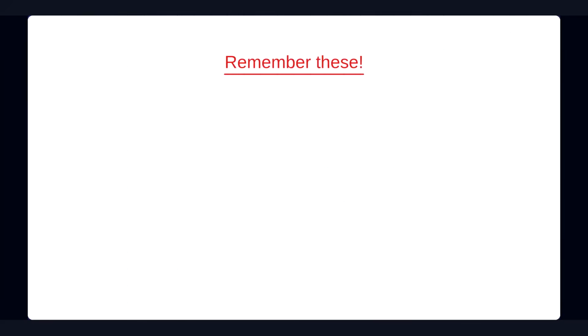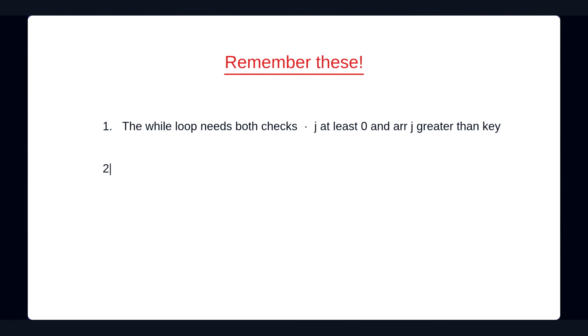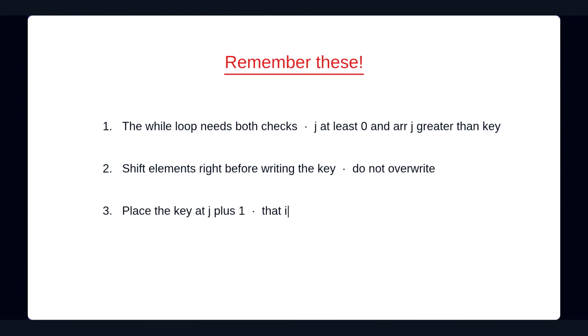3 things to watch. First, the while condition needs both parts. Stop if you run off the left end, and stop once the left value is no longer bigger than the key. Second, shift the bigger values right before you write the key so you do not overwrite anything. And third, the key belongs at j plus 1, the gap you just opened up.